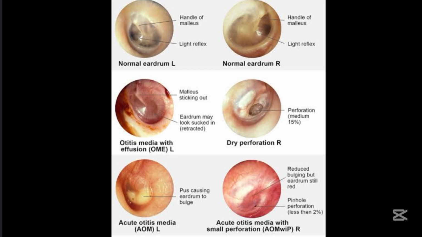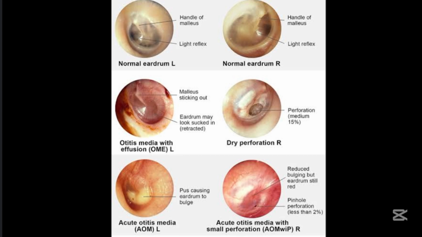For descriptive purposes, we can divide the tympanic membrane into 4 halves. The 4 halves are the anterior superior, anterior inferior, posterior superior and posterior inferior. So these are the imaginary 4 quadrants of the tympanic membrane.